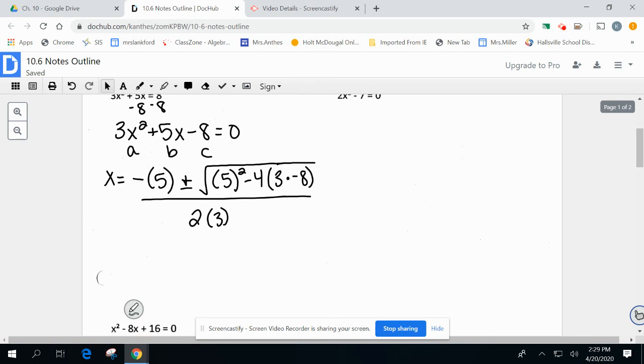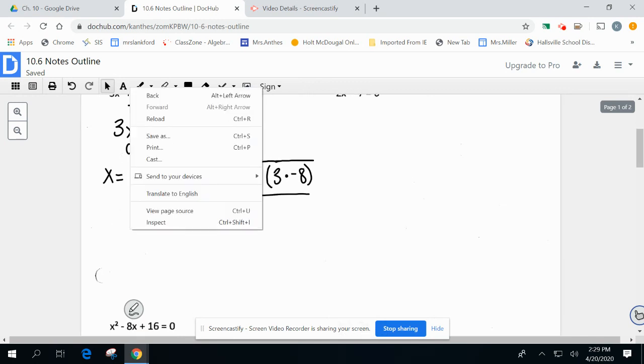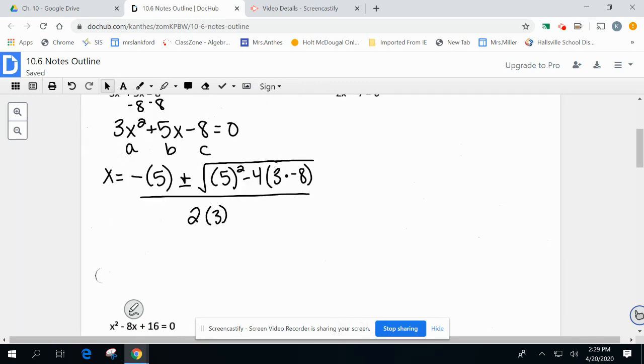So now I need to start simplifying. You start simplifying from the inside out, following order of operations. So I have negative 5 plus or minus the square root of 25 minus 4 times, and then go ahead and do 3 times negative 8. So you would get negative 24. Okay, so that's all over 2 times 3, which is 6.